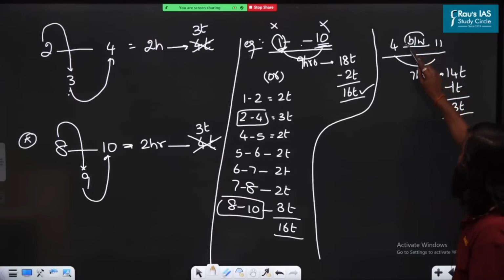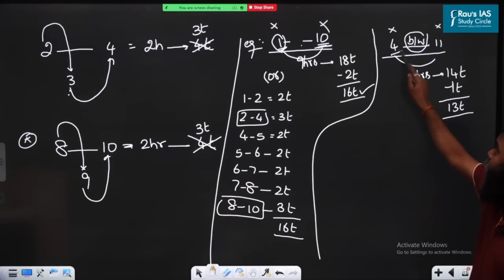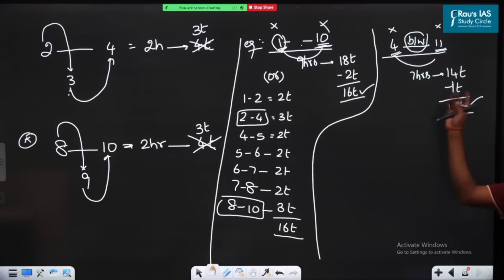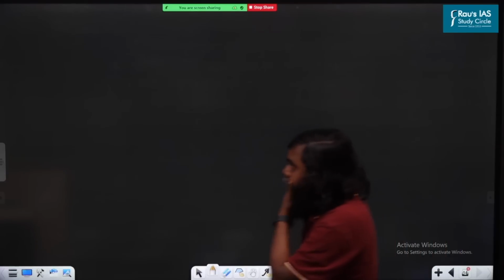Because of the word between, starting and ending not allowed. So 4 o'clock is a right angled position. If I remove it, it will not impact this. This 11 o'clock is a right angled position. If I remove this, it will not impact. My answer will be 13. Are you understood? Not understood? Or can I expand like this? All are understood? Right. Okay. Next.